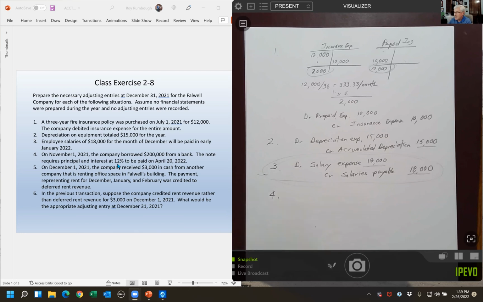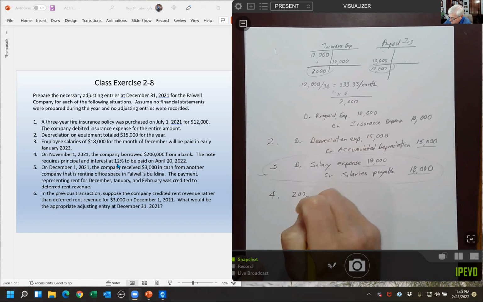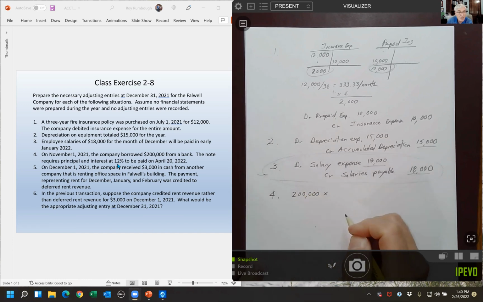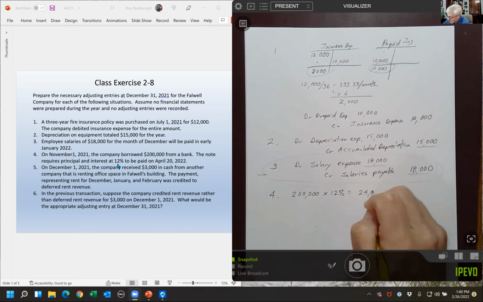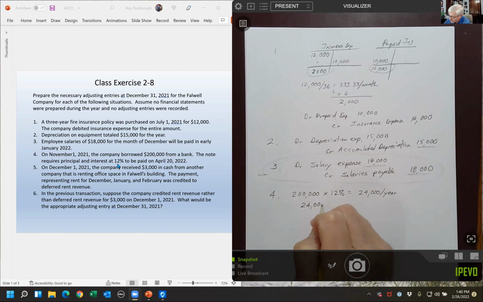Well, I'm going to do this problem like I did up here with the first one. I'm going to calculate what's the cost of interest per month. So I got 200,000 times the interest rate, which is 12%. And so that's going to be, I'm going to take a chance here, $24,000 per year. Okay, how much per month? 24,000 divided by the 12 months in a year. It's $2,000 per month. So every month where we have this note outstanding, we have a real expense of $2,000.